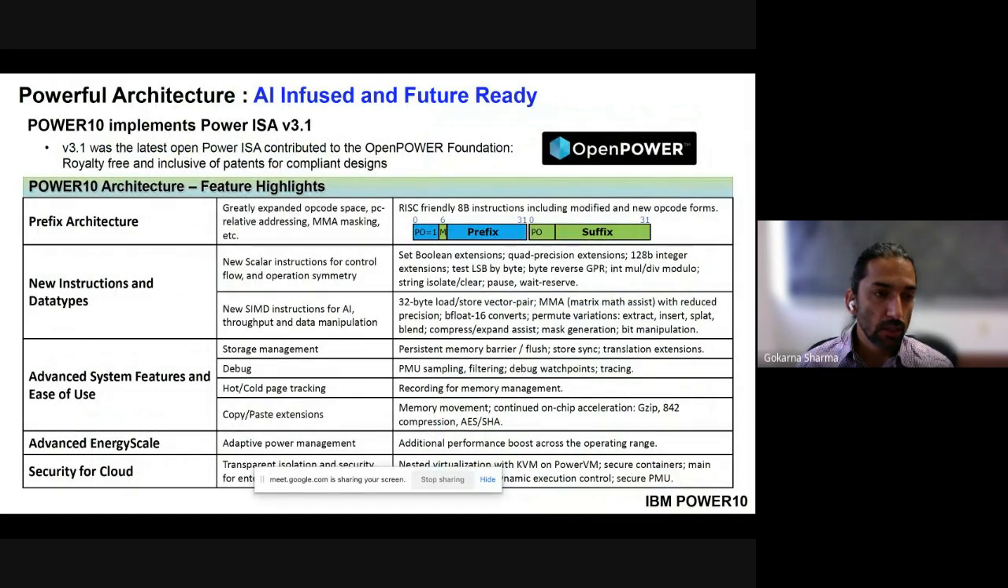As we talked yesterday, the Power10 implements Power ISA version 3.1. We talked about some of the features yesterday, so this is just a recap of that. For example, you have the prefix architecture, which helps to greatly expand the opcode space, and then the MMA masking, and other benefits. MMA is matrix multiply assist.